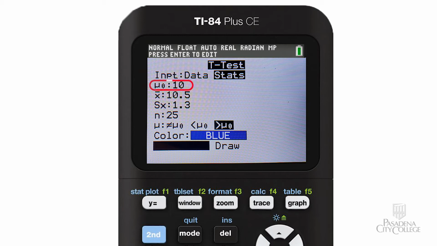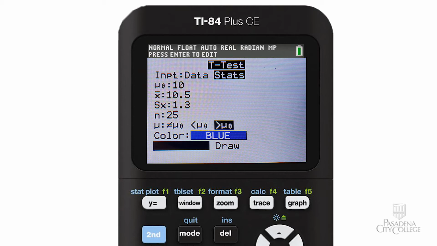Anyways, let's go back to our example and plug in our numbers. First line, mu naught is 10. That comes from null hypothesis. Second line, x bar is 10.5. That's our sample mean. After that is sample standard deviation, S is 1.3. N is our sample size, 25. The last line comes from our alternative hypothesis. Mu is greater than mu naught.